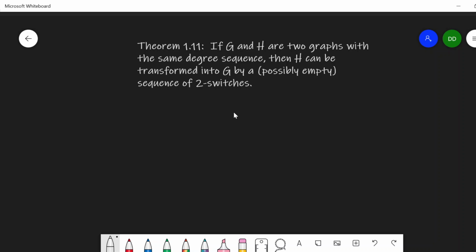So how does this use Theorem 1.10? We'll see that come up. But the idea is to prove this by induction. Proof sketch.